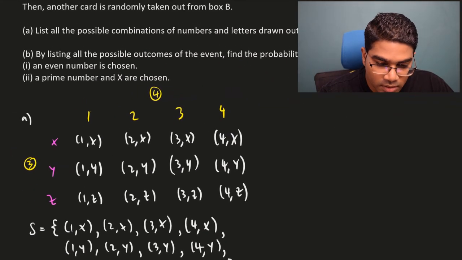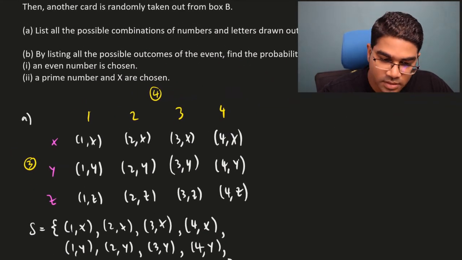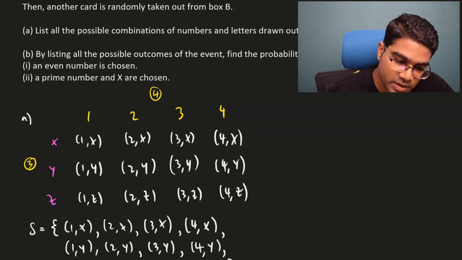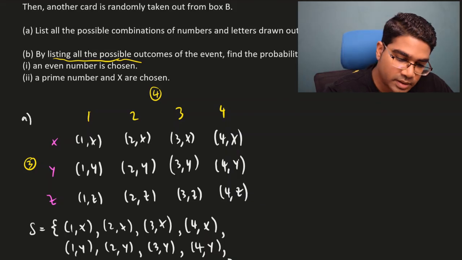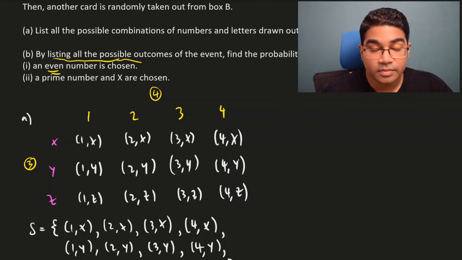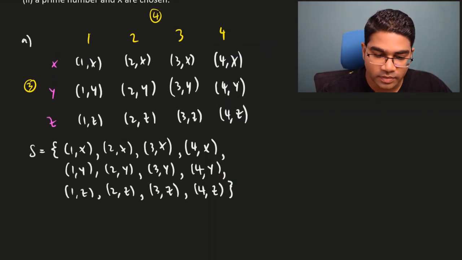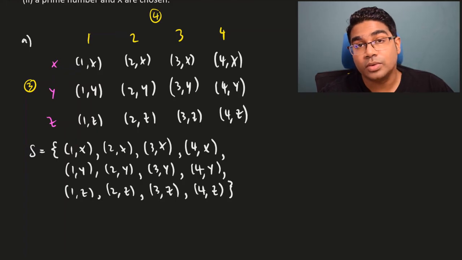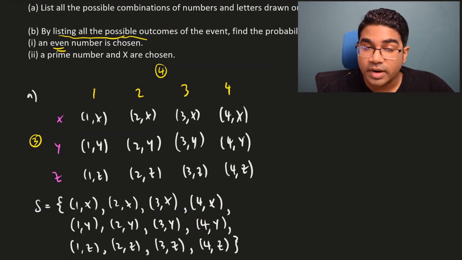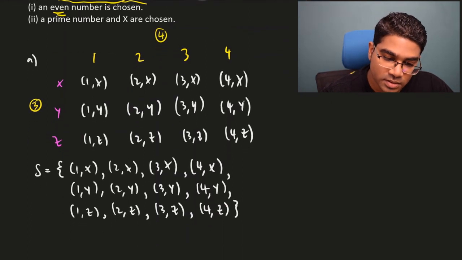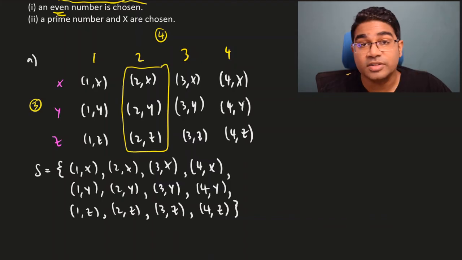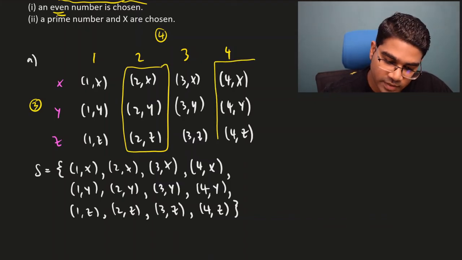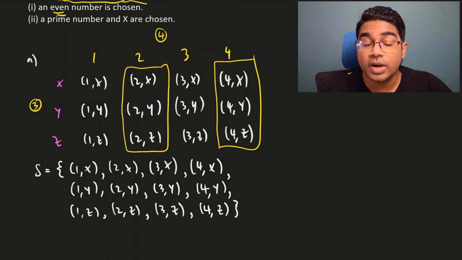By listing all the possible outcomes of the event, so this is very important, we need to list all the possible outcomes. Find the probability that an even number is chosen. So out of all this, when we are looking for even number, we only have 2 and 4. So there's no other criteria here other than an even number is chosen, which means all of this will qualify because it has 2 in it, and all of this will qualify because it has 4 in it.